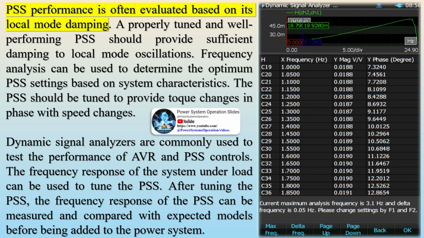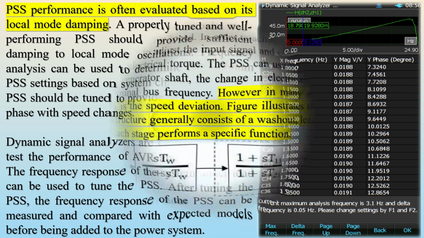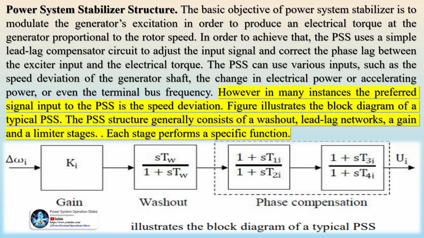The tuning process involves adjusting the PSS parameters based on the system's response to disturbances. The goal is to achieve the desired level of damping without causing excessive oscillations or instability in the power system. The tuning process typically involves a combination of simulation studies and field testing to ensure that the PSS is properly calibrated. The specific tuning parameters for a PSS will depend on the characteristics of the power system, including the generator and excitation system. In general, the tuning process involves adjusting the gain, time constants, and lead lag parameters of the PSS to achieve the desired level of damping.